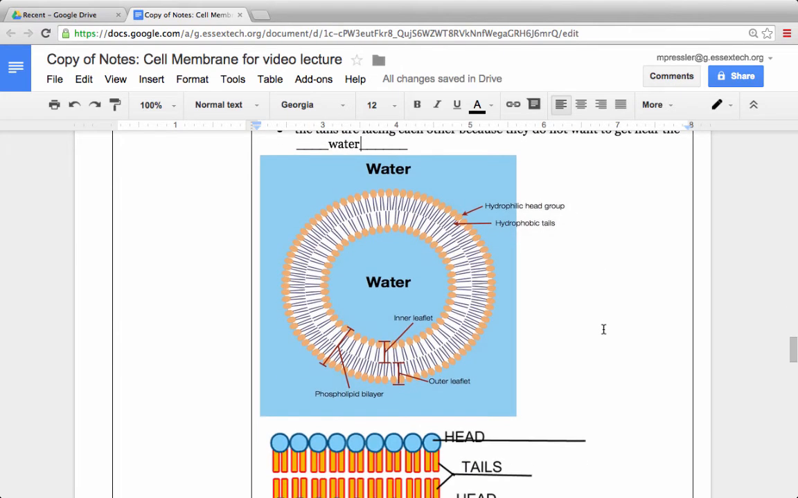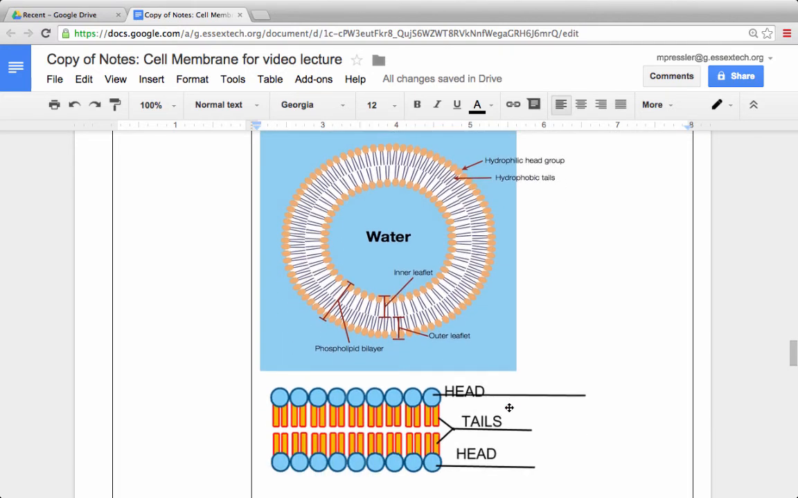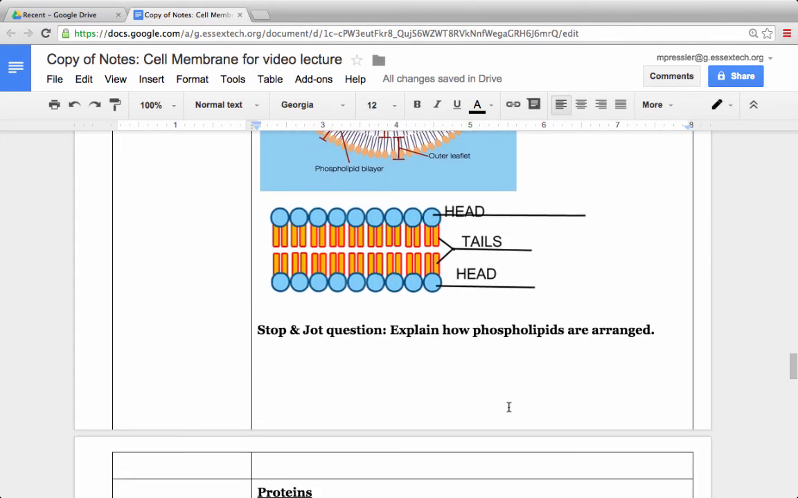Okay, here's another picture. So you can see the heads here and on the inside of the cell. This is the inside of the cell. This is the outside. So you have your hydrophilic heads here, hydrophobic tails here, and then another layer of hydrophilic heads here. So this whole layer is called a phospholipid bilayer. We say bi because bi means two layer.